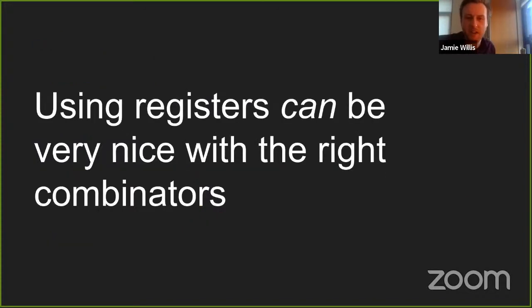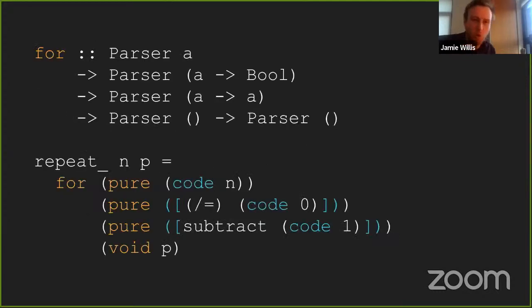And this might look a little bit ugly. Registers can be very nice as long as you've got the right combinators. And in this case, it's the for combinator. And this behaves just like a C-style for loop. So we have an initializer here, parser A. We have a condition, parser A to bool, and a step A to A, and we can make a body and do it lots of times.